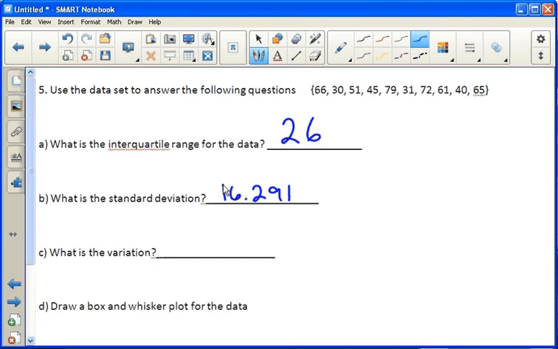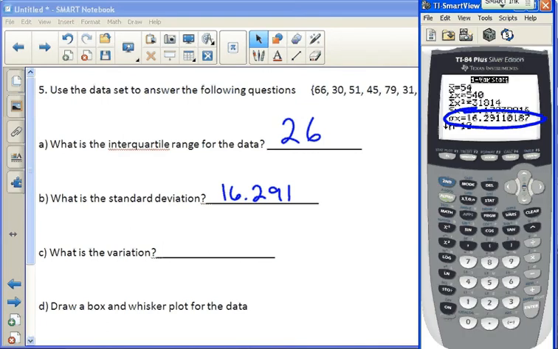And then the variance, that should say variance, not variation, my fault. The variance is that number squared. So we take 16.291 and square it. I get 265.397.